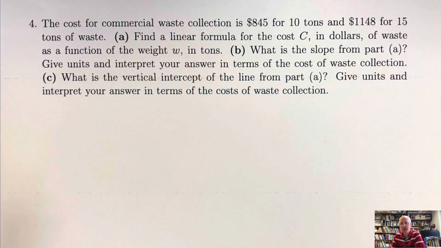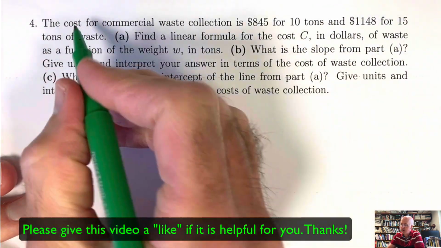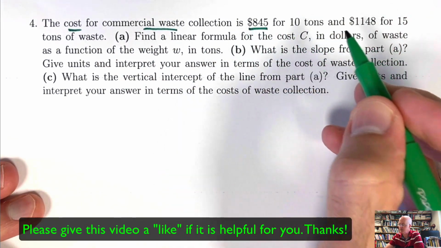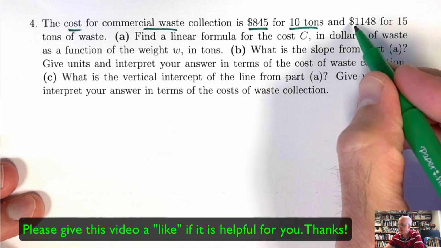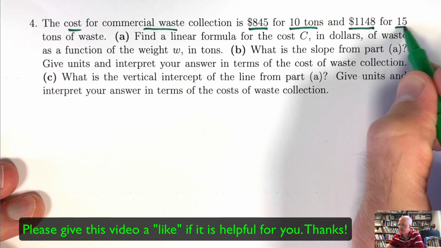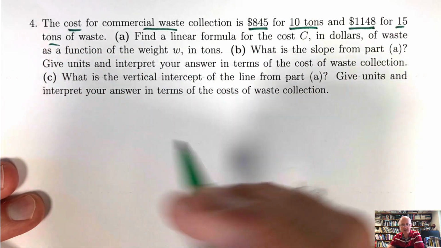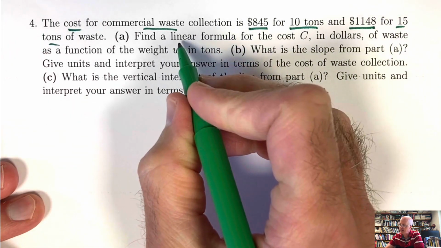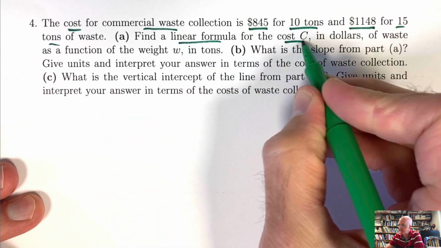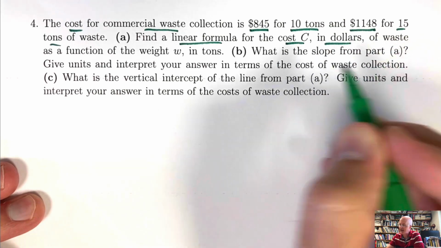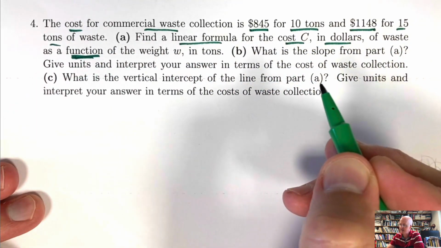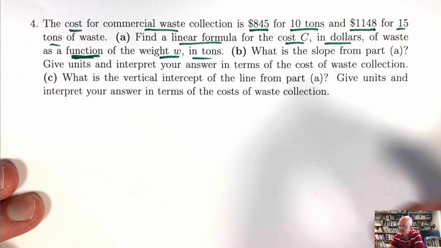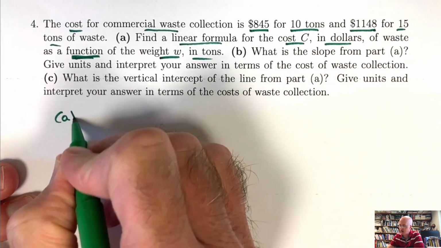Number 4 is an applied word problem. The cost for commercial waste collection is $845 for 10 tons and $1,148 for 15 tons of waste. Again, we'll do this step by step. It's got numerous parts here. Part A, find a linear formula for the cost C in dollars of waste as a function, maybe I'll go ahead and use function notation as well, of the weight W in tons. That's what part A is.